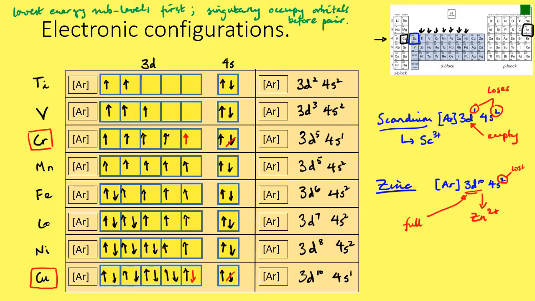So you would expect chromium to be like that, following the same pattern, but as it happens, chromium is an exception, and what it prefers is 1 electron in each of its 3d orbitals. That gives it more stability. So one of these 4s electrons moves to the empty 3d orbital, so that now we have 6 orbitals, the 5 3d orbitals and the 1 4s orbital, all with 1 electron in each one, and that gives chromium more stability.